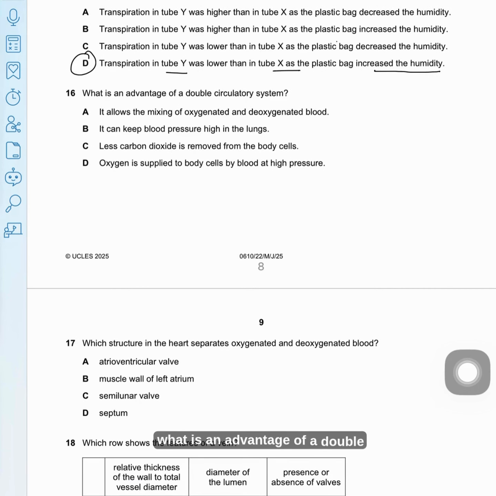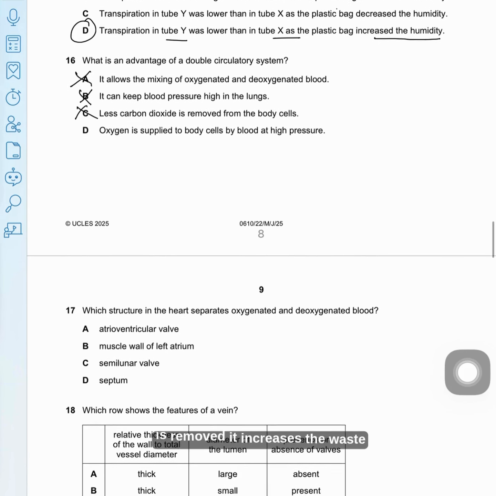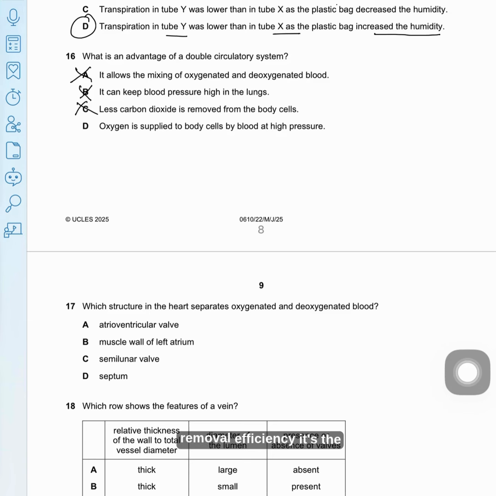16. What is an advantage of a double circulation? It allows the mixing of oxygenated with deoxygenated blood. No. It can keep the blood pressure high, not only in the lungs, all over the body. Less carbon dioxide is removed from the body cells? No, more carbon dioxide is removed. It increases the waste removal efficiency. Oxygen is supplied to the body cells at high pressure.